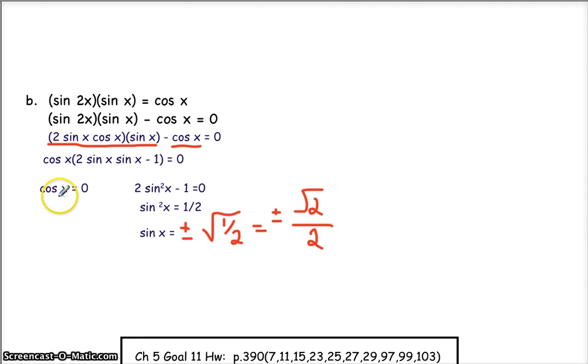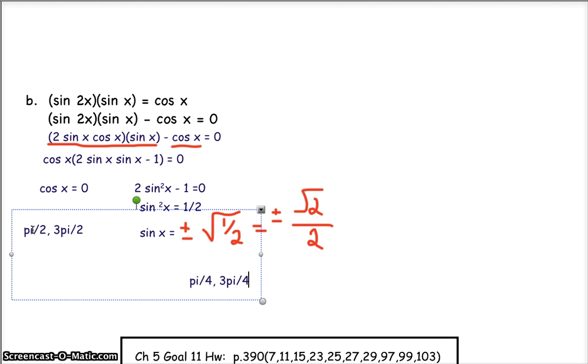Now you're ready to find where these values are. So cosine x equals 0 at pi over 2 and 3 pi over 2. Sine equals positive and negative root 2 over 2 at our 45-degree angles. So pi over 4, 3 pi over 4, 5 pi over 4, and finally 7 pi over 4.